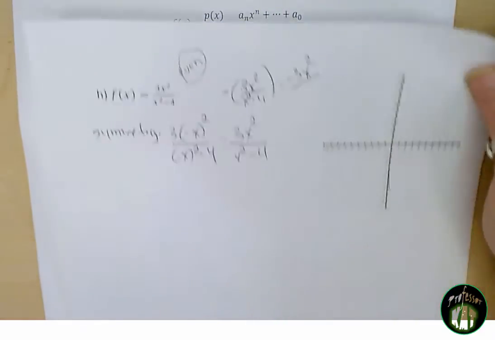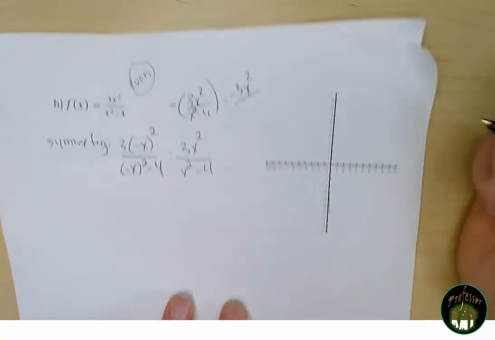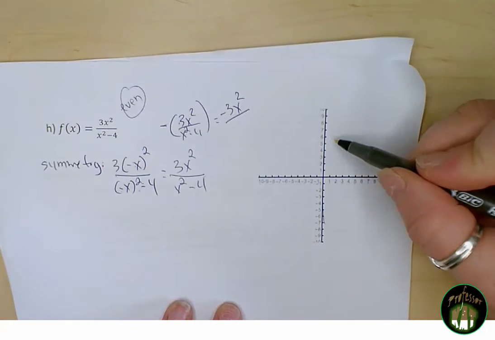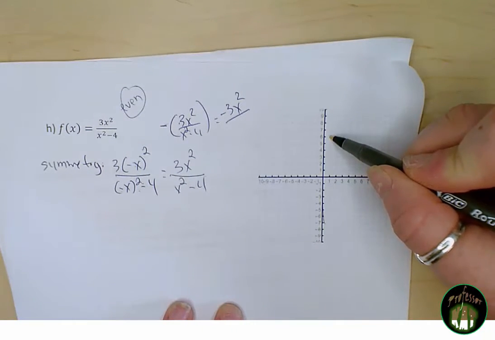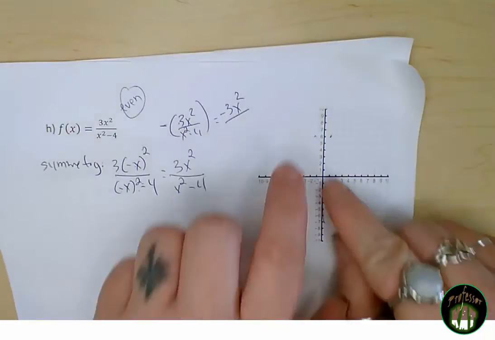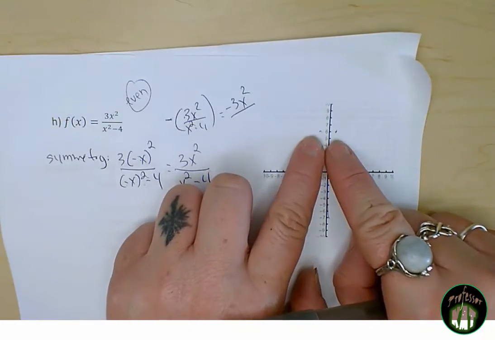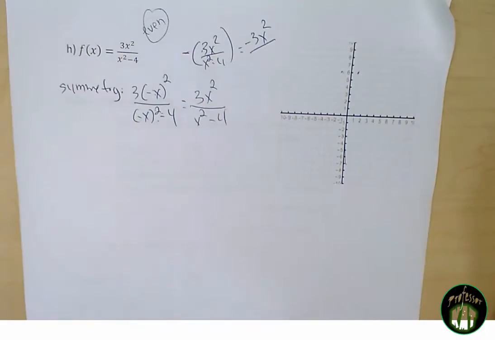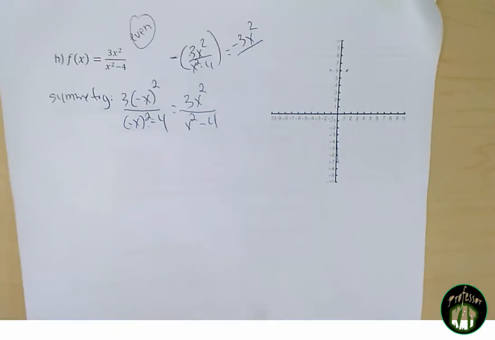So this one only has y-axis symmetry. So what that would tell me is if I knew that a point was over here on this side, I know that I could also mirror it on this side over here. Everything on the left matches up with everything on the right. Now let's get straight into our actual points here.